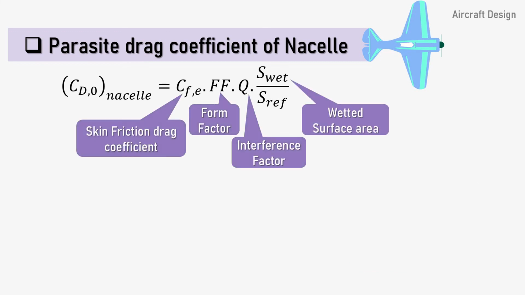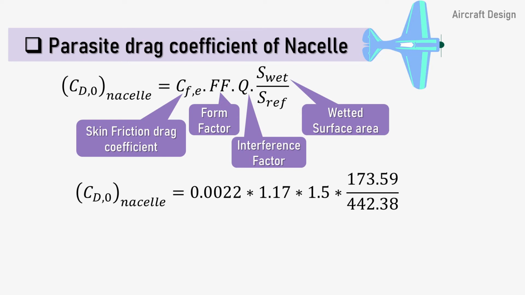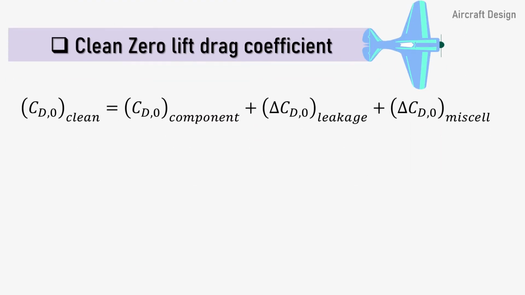Now coming back to the final formula, the parasite drag for an engine nacelle, substituting all the values we get around 0.00152. Clean zero lift drag covers the wing, fuselage, horizontal tail, vertical tail and the engine nacelle. After adding all those parameters, we get around 0.0136.